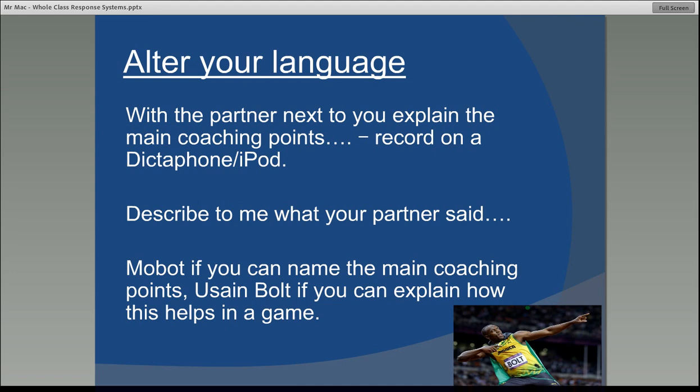And what that does is it creates a little 3-way partnership between me and the 2 students, where they've had to listen to their partner and also talk about what their partner said, and it engages more of the class rather than just picking the one student.